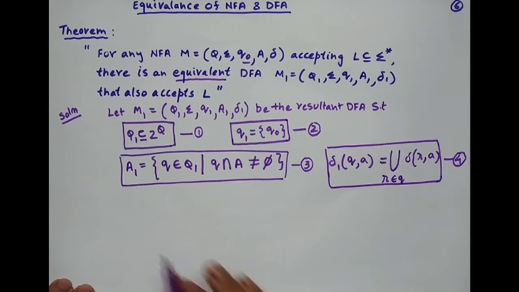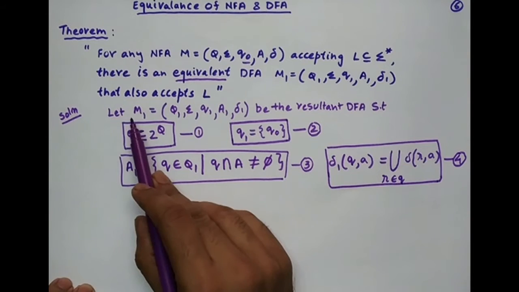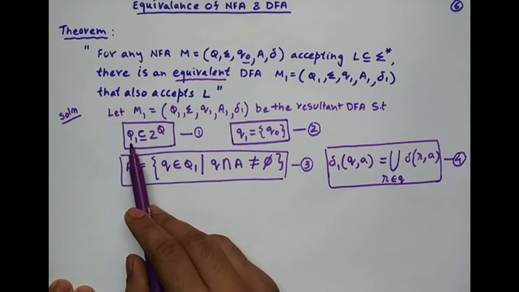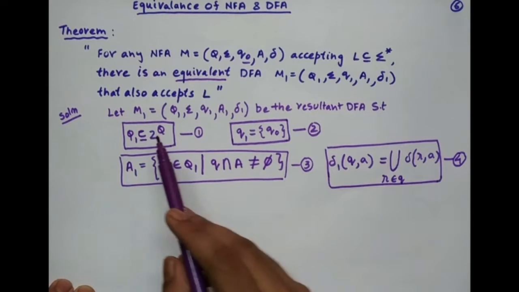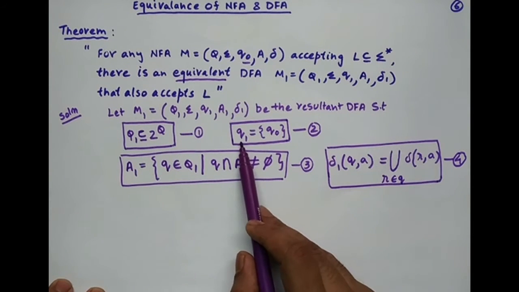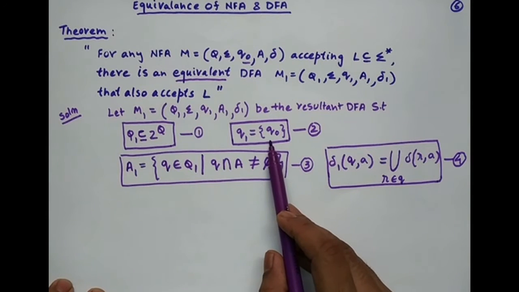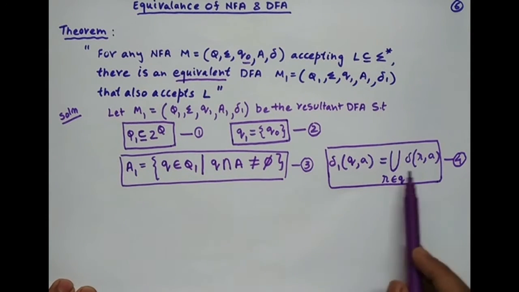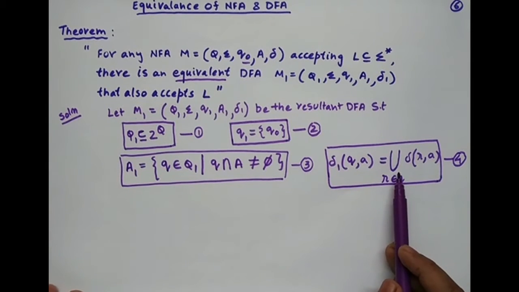So I have assumed that M1 is the resultant DFA. The set of finite number of states Q1 is a subset of 2 raised to Q, which is the total number of states in NFA. The start state of the resultant DFA is the same as the start state of the already existing NFA. Then we have also considered these two results, and now let us start.